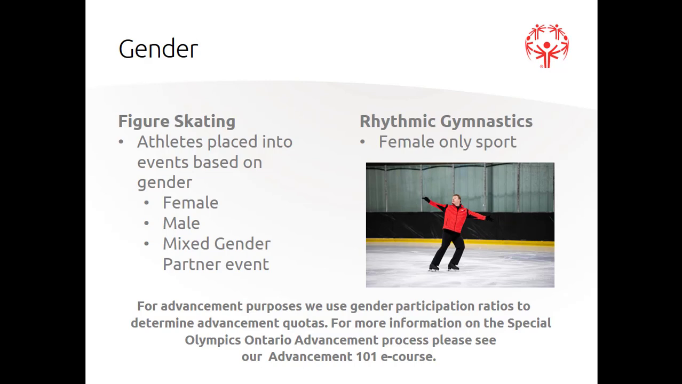Gender and age are normally two of the first determining criteria when it comes to Special Olympics divisioning. In the case of figure skating and rhythmic gymnastics, age is not used at all as athletes are placed into predetermined levels based on their mastery of technical elements.